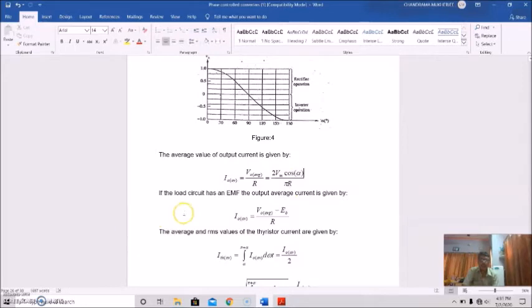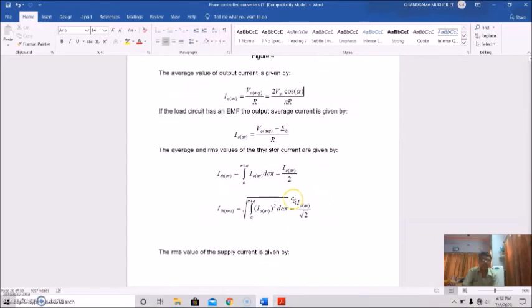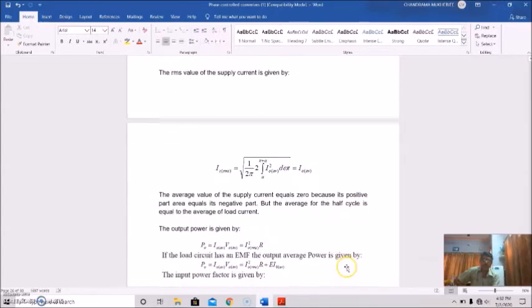If the load circuit has an EMF, the output average current is given by this, where this is the EMF. So this will be the output average current. The average and RMS values of the thyristor current will be like this. This is the average current, so it is half of the output average current, and the RMS value will be 1 by root 2 times the output average current.